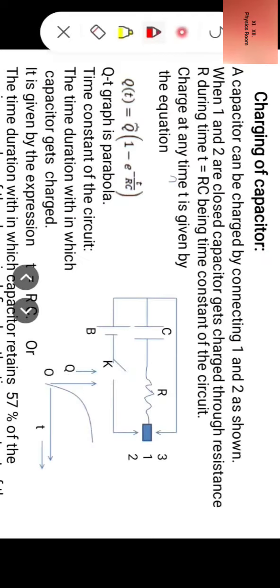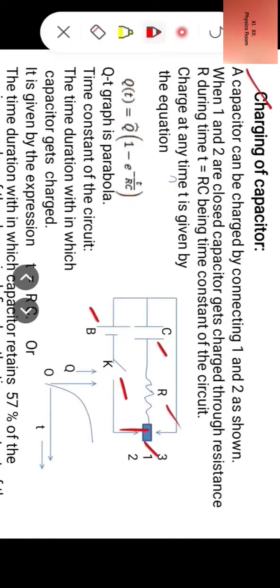Okay. Now, charging of a capacitor. Look at the circuit diagram. C is the capacitor, R is the resistance connected to the capacitor and the central terminal of the two-way key. K is a one-way key, B is the battery. Now, terminal 3 is connected to one plate of capacitor C and the positive terminal of the battery. Now, a capacitor can be charged by connecting terminals 1 and 2 as shown in the diagram.